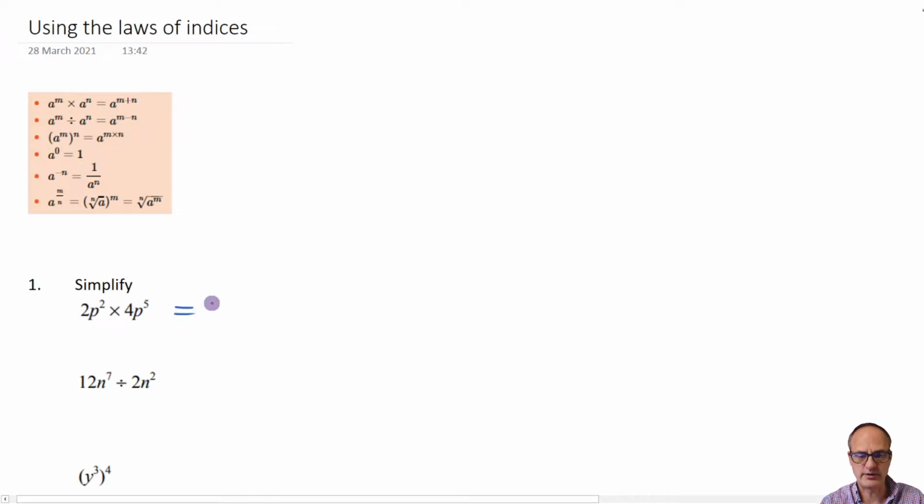We're going to multiply the numbers together, so we get 2 times 4, and we're going to multiply the algebra bits together, the p's. So we've got p squared times p to the 5. Now 2 times 4 is equal to 8, and we just add the indices here to get p to the 7. Here, divide the two numbers, so 12 over 2. Divide the n parts, n over n squared, equals 6n to the 5.